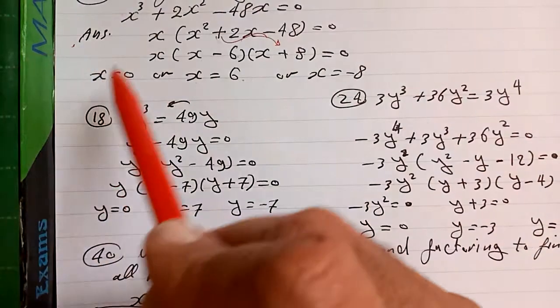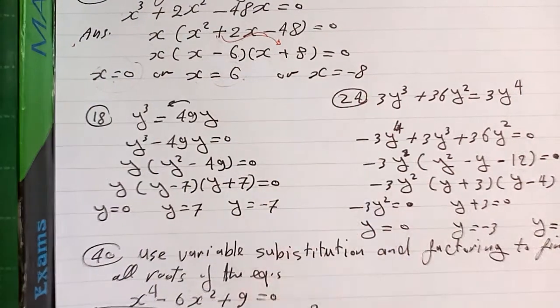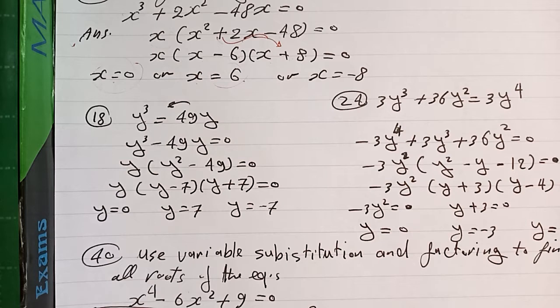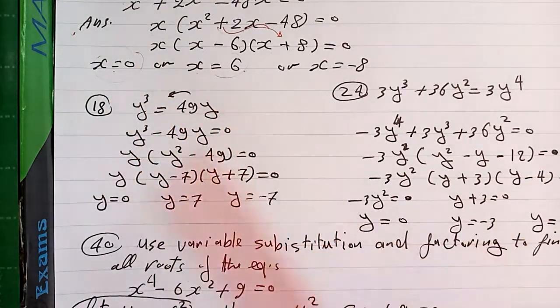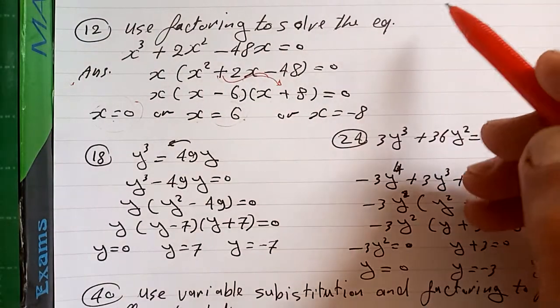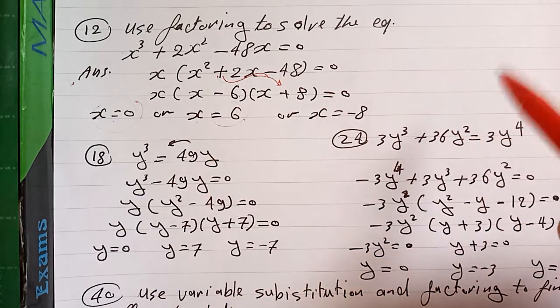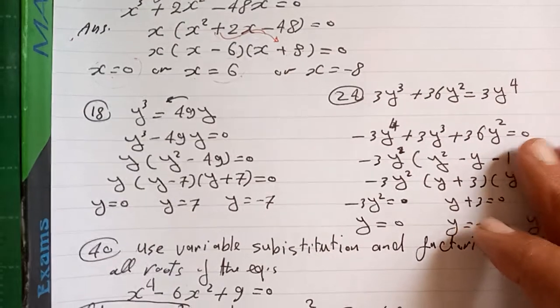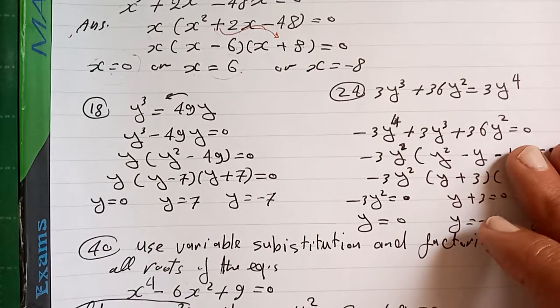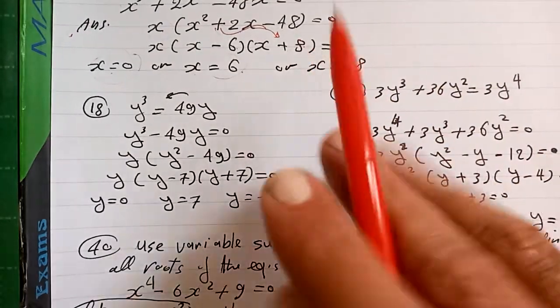So you have three solutions: 0, 6, and negative 8. Remember, in the quadratic equation you have two solutions. In the linear equation, you have one solution, and in the cubic equation, you have three solutions. Why? Because the graph of the cubic equation intersects the x-axis in 3 points. Maximum 3 points. It could be 2 points.